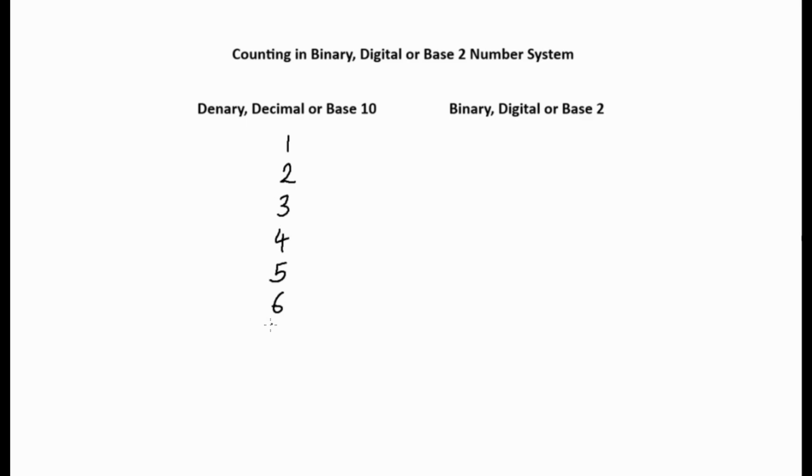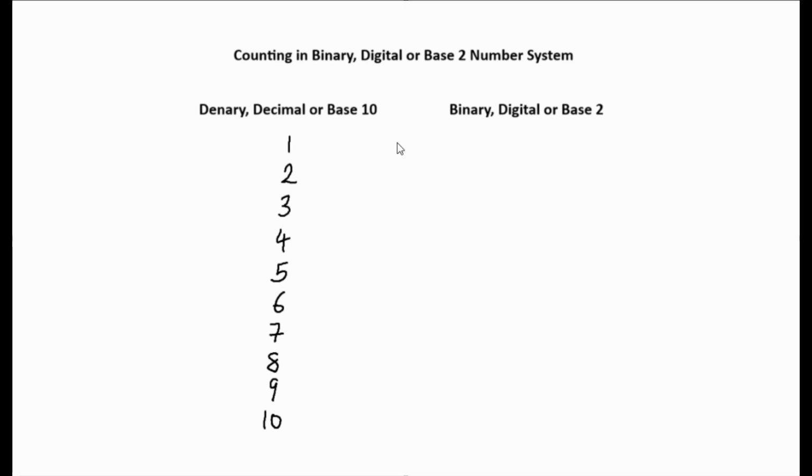Now, if we are to count from 1 to 10 in the digital or base 2 system, then 1 is going to be equal to 1. Then 2, since the highest value we can have in base 2 system is 1, 2 is going to be equal to 1, 0. And then 3 is going to be equal to 1, 1, because we are actually filling this value here. We've not passed the value 1.